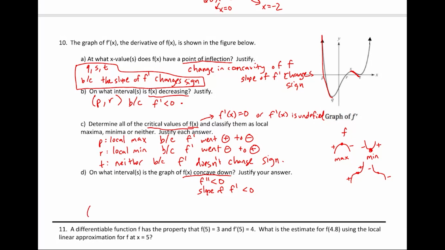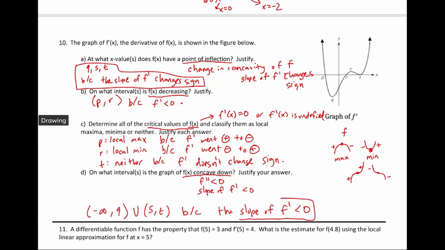So how do we want to write this? We want to say that the first interval from negative infinity to q, but also from s to t, both of these intervals, f is concave down because the slope of f prime is negative. You could also say that f prime is decreasing, would be another way of saying that. So you could either say slope of f prime is negative, or you could say f prime is decreasing.